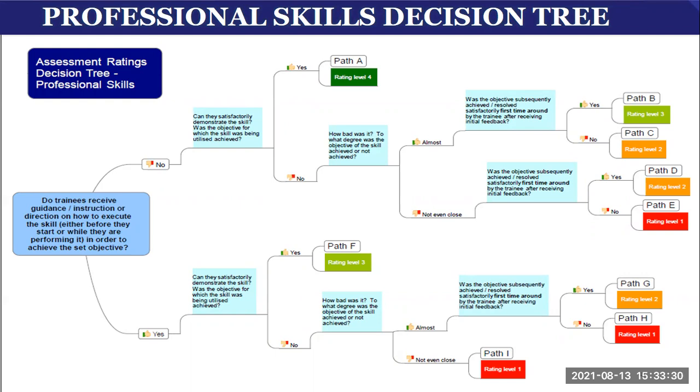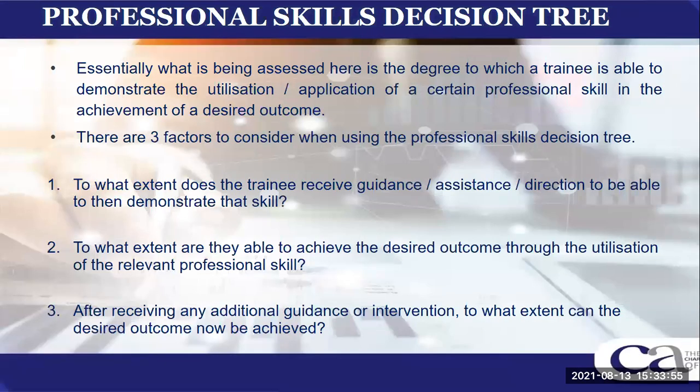And if you answer no, it means you do not have the competencies for a certain professional skill, or the professional skill that you wanted to claim, so that you will then get a rating level of 1. Whilst if you answer yes, you would then get a rating level of 2, and that would be through path G. So this slide basically summarizes what I've just been highlighting, the 3 key questions you need to ask yourself whilst you are going through the professional skills decision tree.